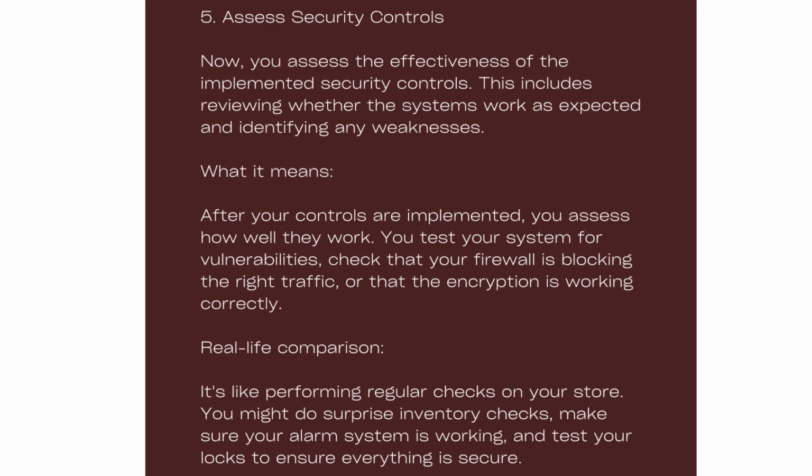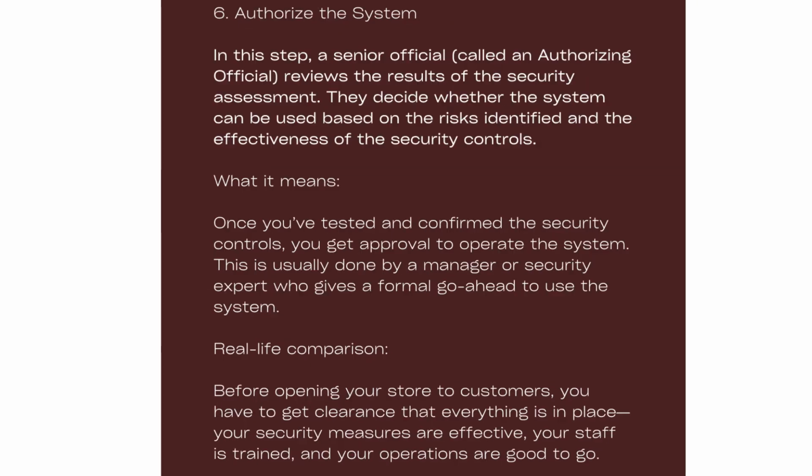You might do a surprise inventory check, make sure your alarm system is working, and test your lock to ensure everything is secure. And the sixth one is to authorize the system. In this step, a senior official called an authorizing official reviews the results of the security assessment. They decide whether the system can be used based on the risk identified and effectiveness of the security controls.